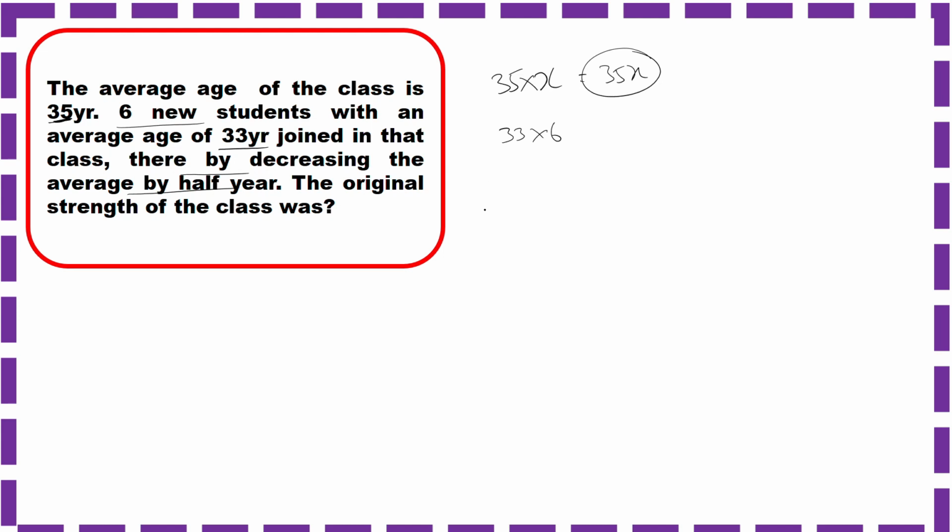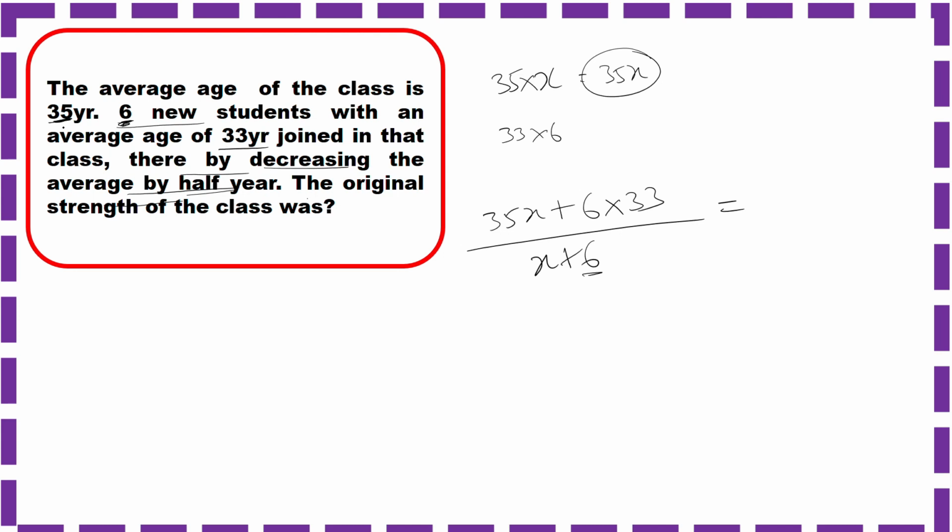So how can we make the equation now? 35x plus the newly joined students' total years, that is 6 into 33, divided by the number of students. So x were the students before these 6 students joined, but after they joined, these 6 students must also be in that class. So the total number of students of that class is x plus 6. This will be equal to the new average, thereby decreasing the average by half a year.